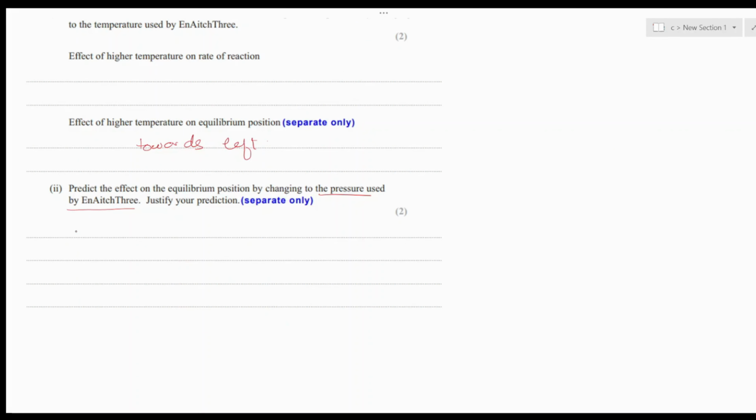And how would we justify our prediction? By giving an explanation with respect to moles. Since there are fewer moles on the right, increasing the pressure would move the equilibrium towards the right, which has fewer moles.